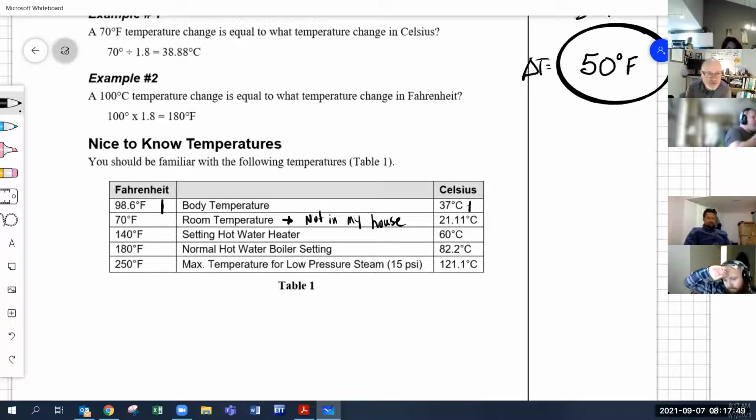Hot water, setting for a hot water heater. This is domestic use. When I say domestic use, I mean it's personal use for you and me, etc. Now, how come we don't go any lower than that? Does anybody know?